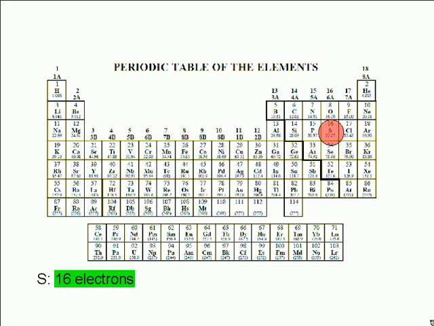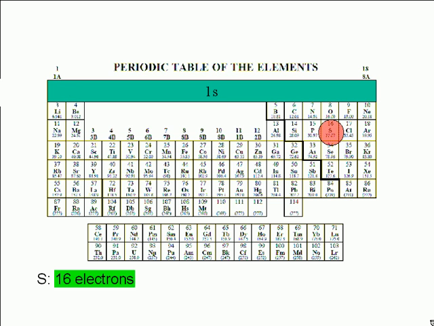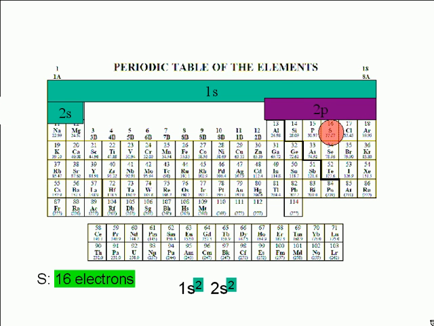Let's assign these electrons. The first subshell is the 1s subshell. We can put a maximum of 2 electrons in an s subshell. The next subshell is the 2s subshell. The next 2 electrons are assigned to the 2s subshell. The next subshell is the 2p subshell. Since a p subshell can accommodate a maximum of 6 electrons, we assign the next 6 electrons to the 2p subshell. The next subshell is the 3s subshell. We assign the next 2 electrons to this subshell.